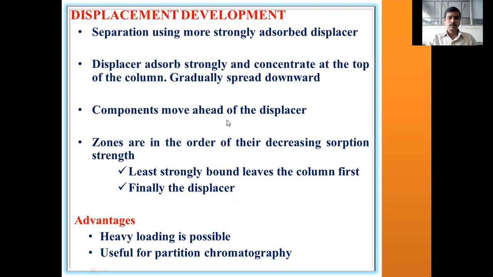will become very crucial whenever we want to do any separation, especially for preparative work. So what are the advantages of this? Since we can load the chromatographic column in a very high amount, overloading is possible, and we are least bothered about the fronting. Fronting is one of the two non-ideal behaviors of chromatograms, fronting and tailing. If you overload the column, fronting is the obvious result. But with displacement development, overloading is not an issue.